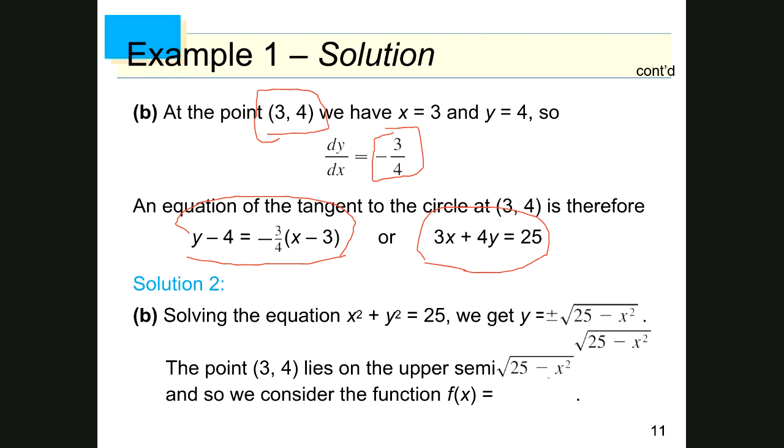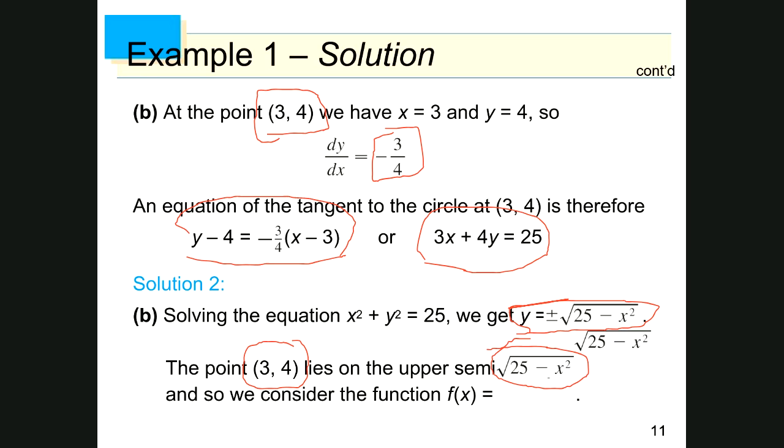There's a solution 2, which I wouldn't recommend you use at all. Someone can start by making y the subject. You get plus or minus. You identify the fact that at the point (3, 4), you're looking at the positive piece, because x and y are positive. So you're looking at the upper semicircle. You're not going to use plus or minus anymore. You're just going to use the plus part.